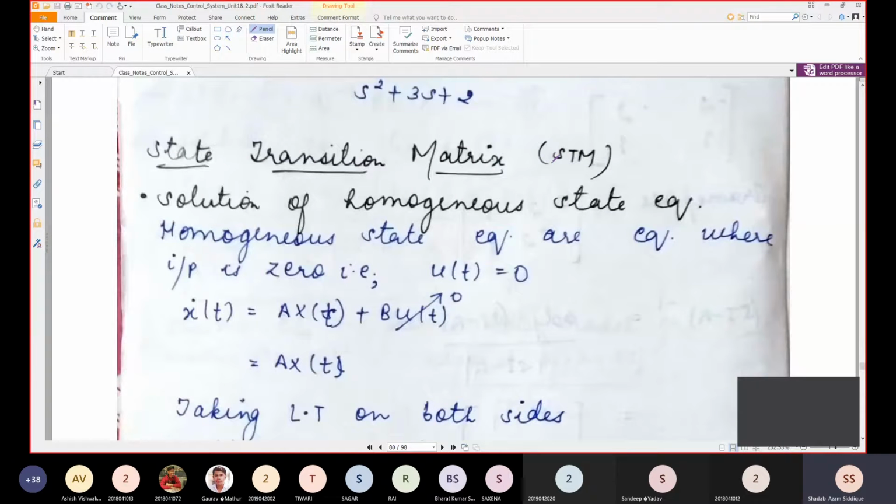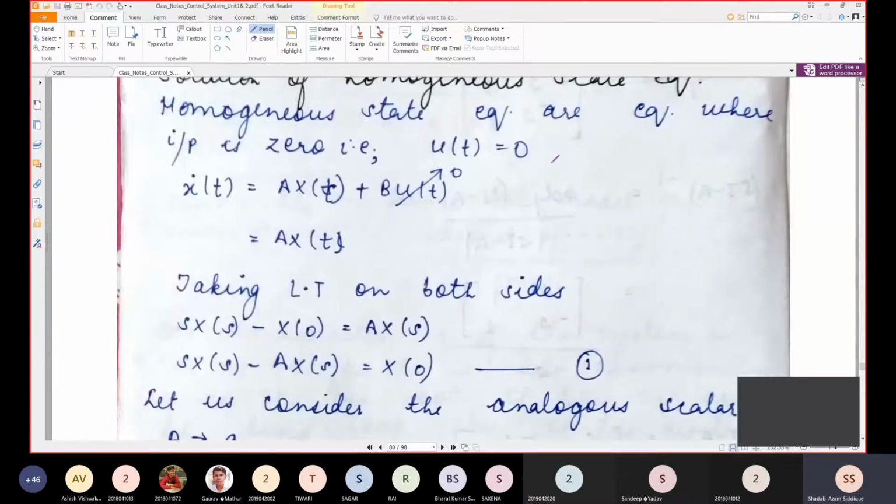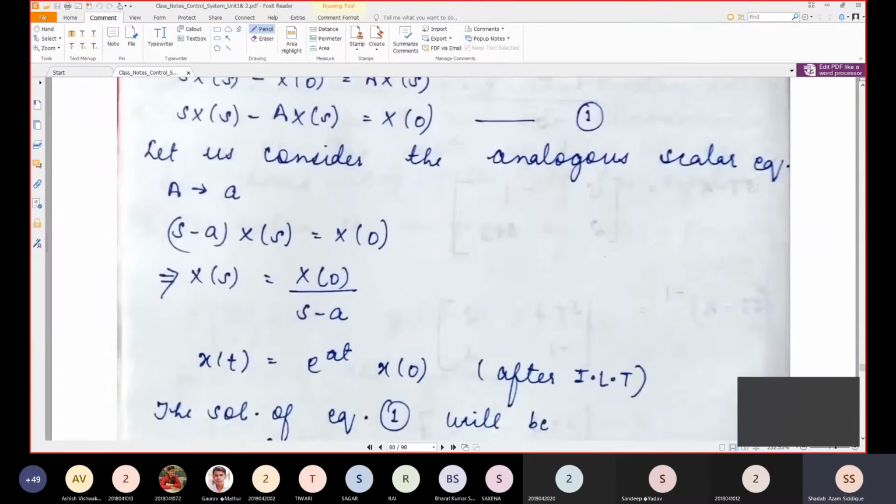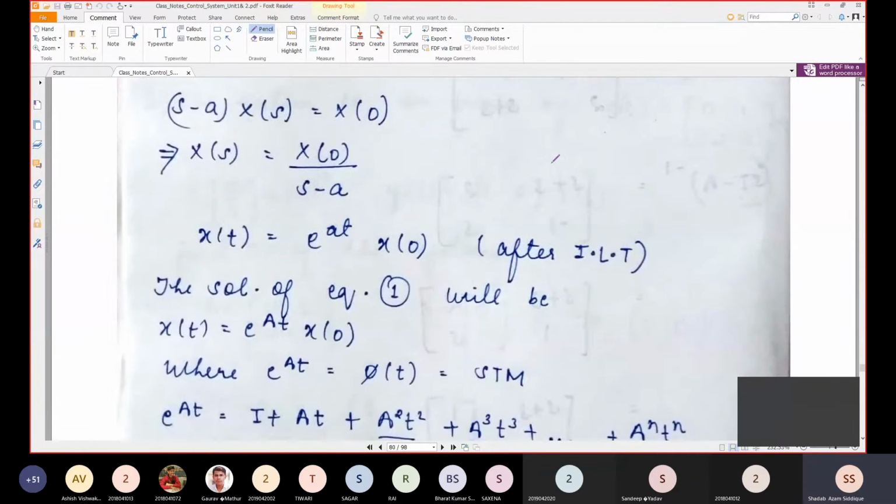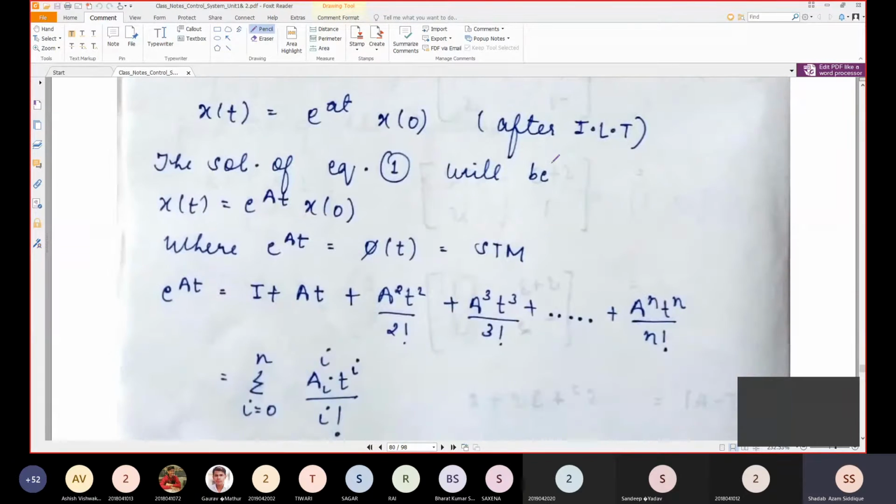I was solving the homogeneous state equation, where the input was 0, so u of t was taken as 0, and we found the solution. The solution was x of t is equal to e to the power At into x of 0. You should remember this. If anyone asks you to solve the homogeneous equation, you should take e to the power At times x of 0.